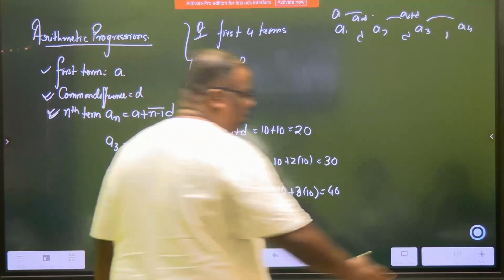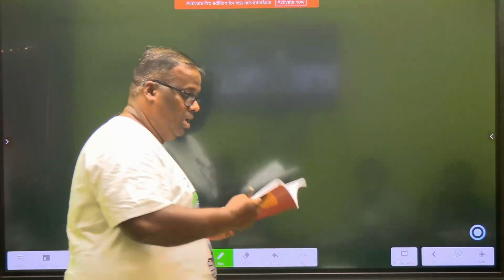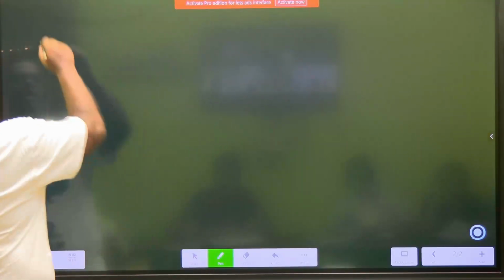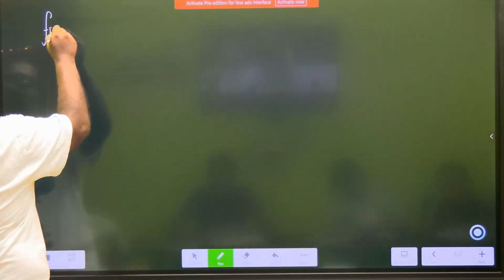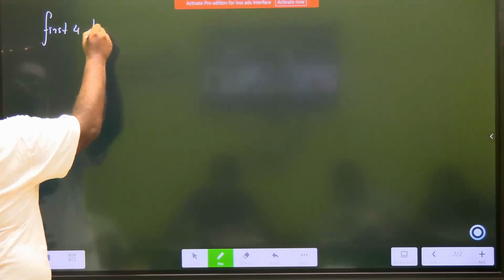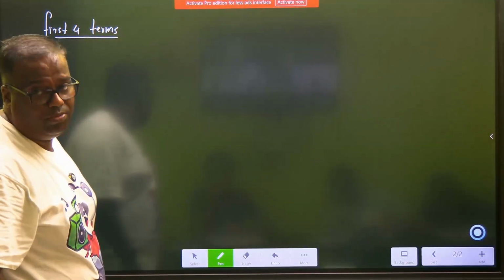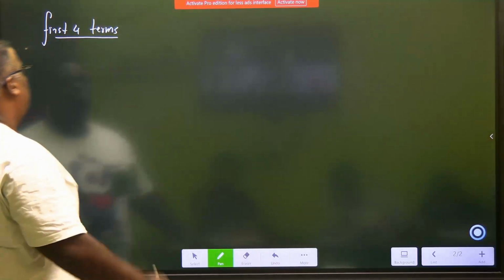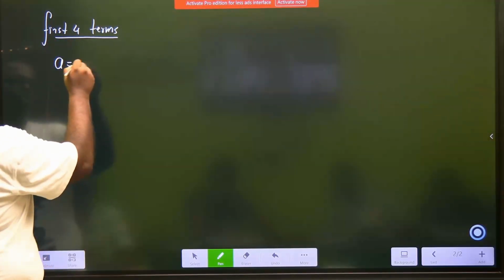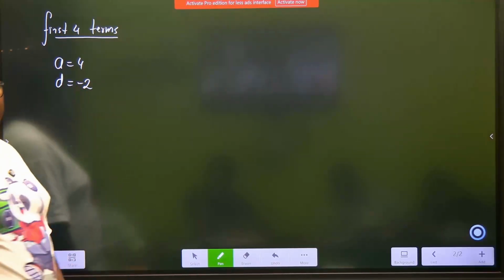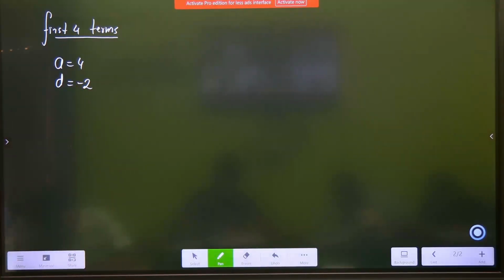So these types of problems you can do. They are not very difficult. But let's take a problem of this order. Again, I need the first 4 terms, and I told you D can be positive, negative, as well as 0. My first term A is equal to 4 and my D is equal to say negative 2. Can you now populate?